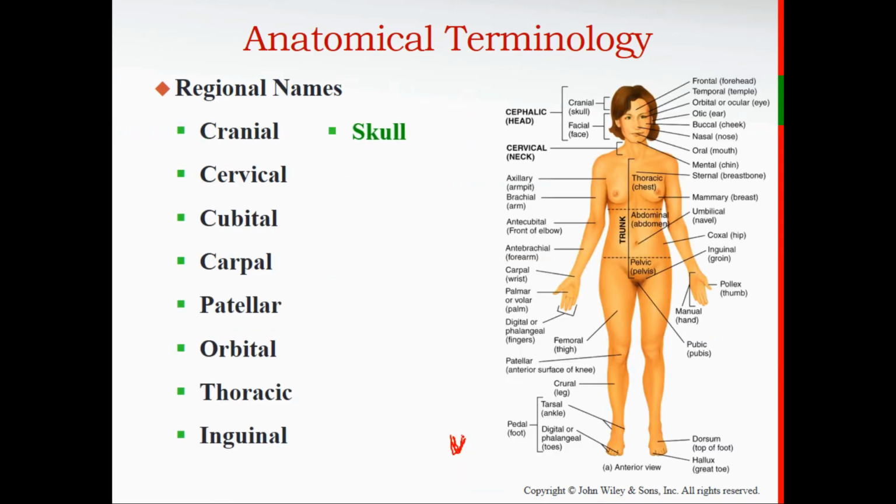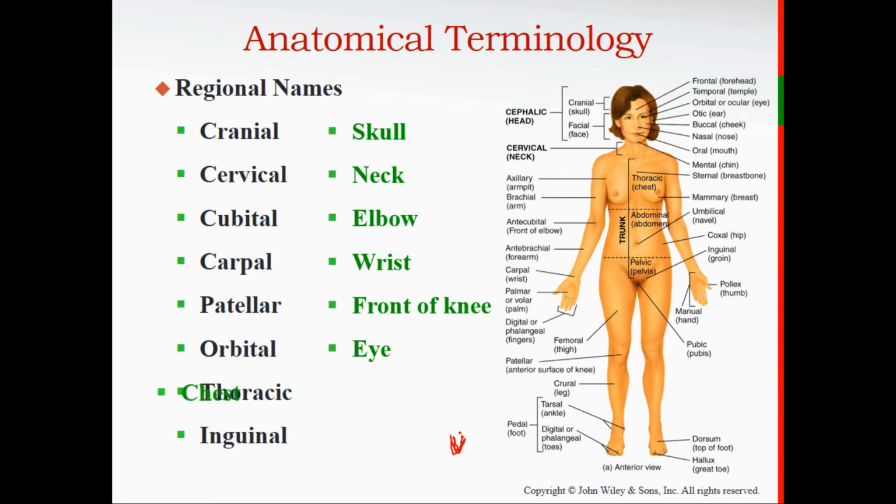All right, let's go over some regional names. The cranial area is in reference to the skull or the head. Cervical is going to be in the neck. So the vertebrae in the neck are referred to as cervical vertebrae. Cubital is going to be the elbow region. Carpal, that's going to be in the wrist. If you've ever heard of carpal tunnel syndrome, that's a problem with the wrist. Patellar, that's going to be in the knee, because the bone there in the knee is called the patella. Orbital, that's going to be your eye socket. That's where your eye is situated in the orbit, as they call it.